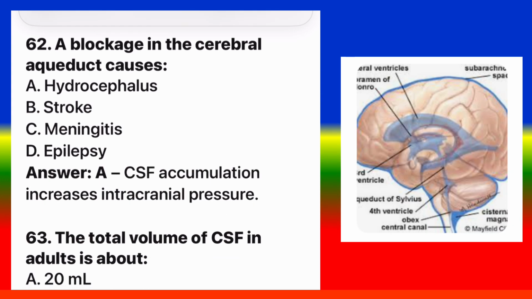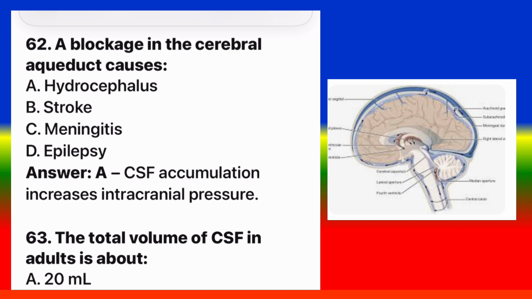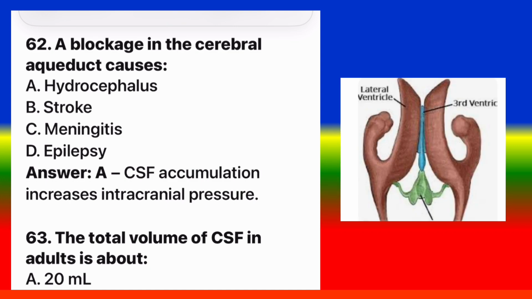62. A blockage in the cerebral aqueduct causes A. Hydrocephalus, B. Stroke, C. Meningitis, D. Epilepsy. Answer A. CSF accumulation increases intracranial pressure.